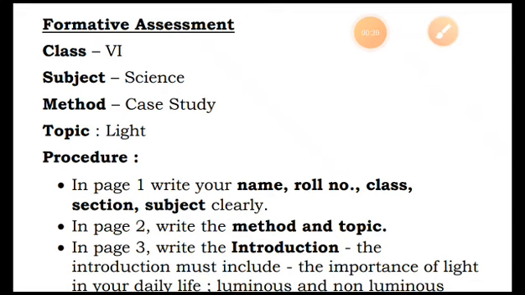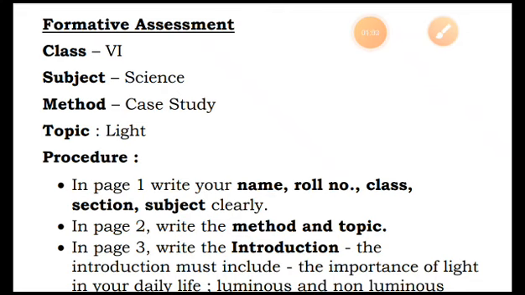Children, now I am going to discuss how you will begin with your project. In the first page, you will have to write your name, roll number, class, section and subject clearly so that at the time of submission of the project, when you need to click pictures, these things are properly visible. The things which you write need to be visible. Alright children? So make sure that you write these things clearly and neatly.